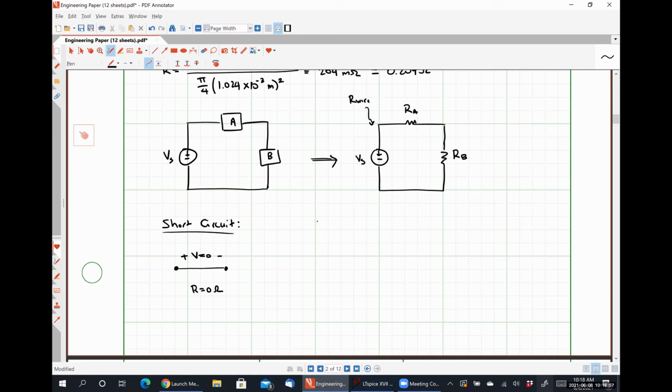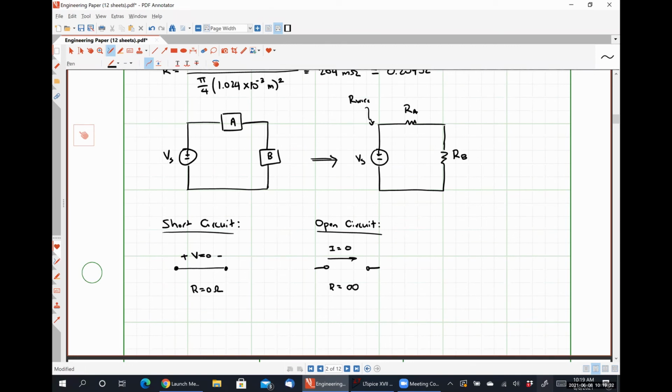The opposite case is an open circuit, all right? So if I have a pair of terminals like so, and there is no connection between them, then that means that the current flowing between that set of terminals is exactly 0, which implies that there is a resistance of infinity ohms there.